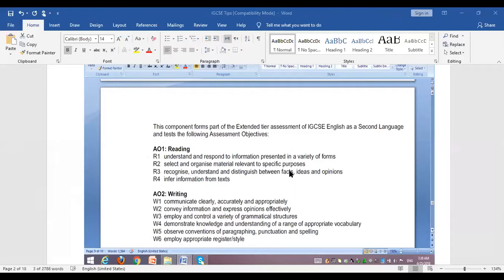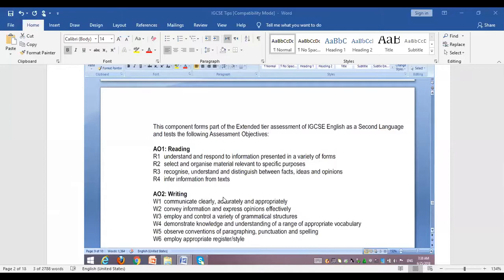When you go for the writing paper, for the writing side, you have also 6 assessment objectives. In writing, the examiner would like to see if you can communicate clearly, accurately, and appropriately. So you have clear ideas that are written according to conventions of English grammar. You know English grammar well, you know how to use punctuation well, you know how to use the English tenses well, you know how to use the English sentence structure well, from simple, compound, complex, etc. So your grammar is tested, but indirectly.